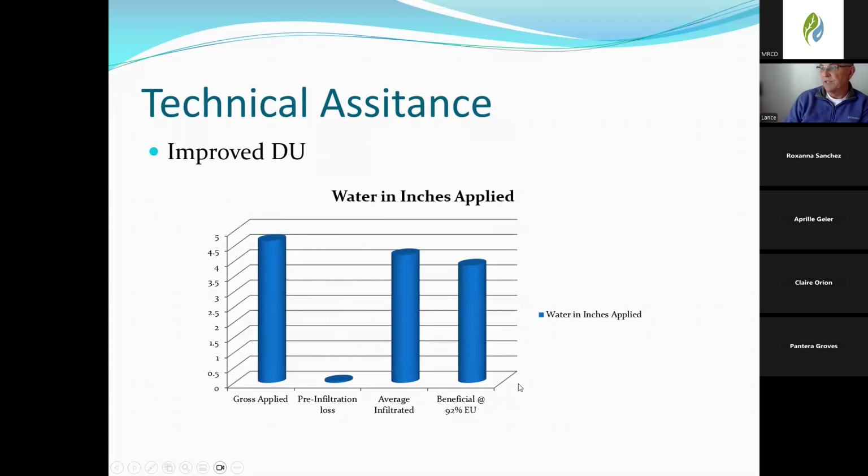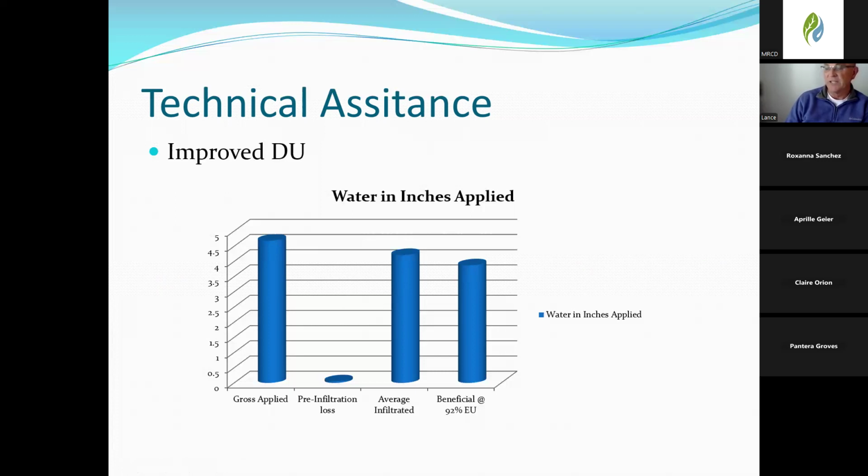But now here's the same example of beneficial water applied. If we get our uniformity way above standard to 92%, which I've seen plenty of systems reach once you have properly installed pressure regulators and pressure compensating sprinklers, we can see that uniformity. We still have the 4.5 inches applied water with the average infiltration rate. This is still at 4 inches. Beneficial water is above 3.5 inches. So we've gained 1.5 inches of beneficial water applied.